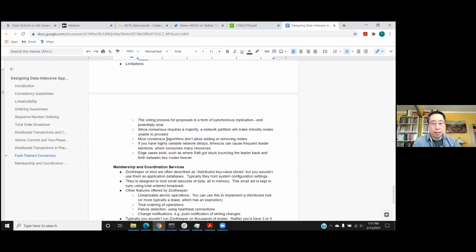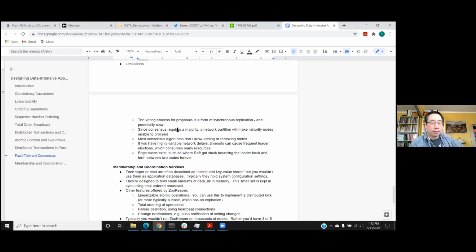So a few limitations are noted. I think these are somewhat important. The author makes an analogy that this voting process is a lot like synchronous replication, in the sense that you need to be able to hear from all these other nodes, and you have to get a quorum in order to be able to proceed. Also, since you require a majority for consensus, if you have a network partition, then clearly the minority nodes that are partitioned out are not going to be able to do any work because they're not going to be able to get a consensus. That's probably what you expect, the whole notion of consensus. This is how you avoid write conflicts.